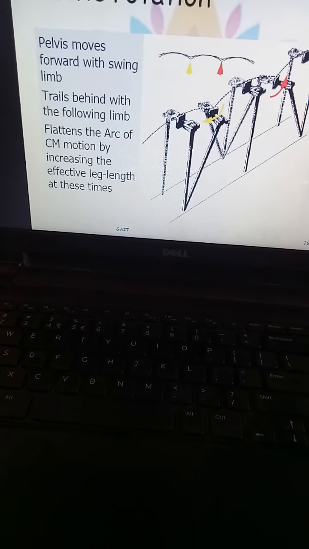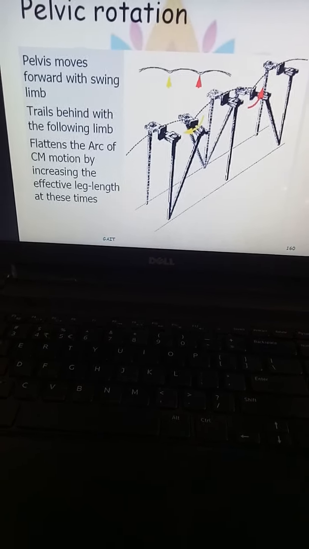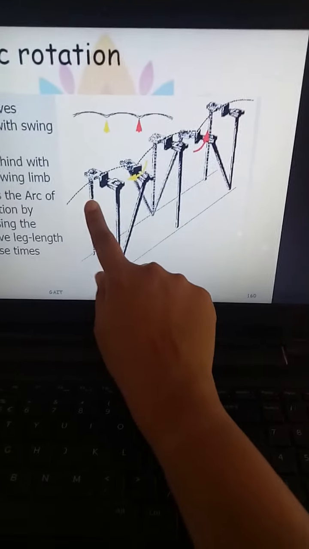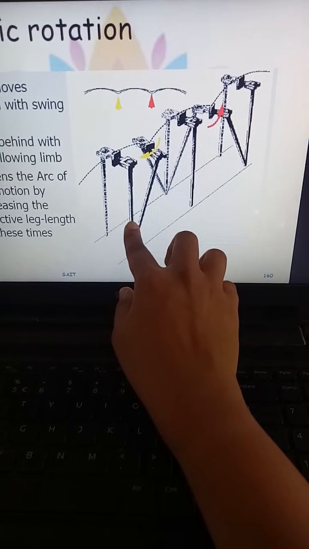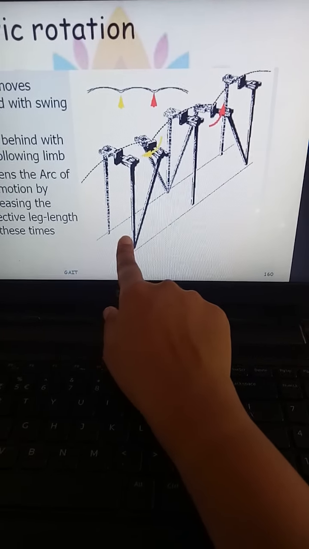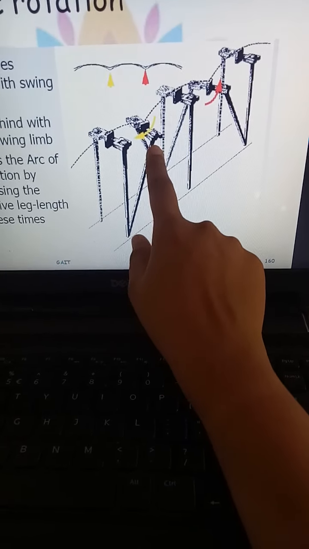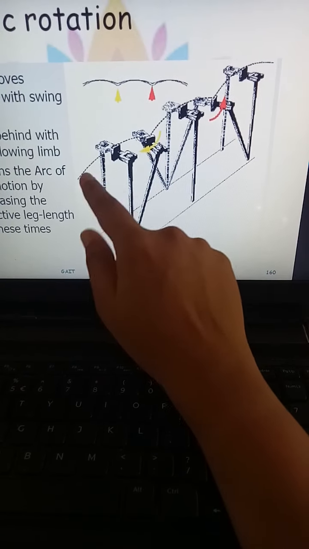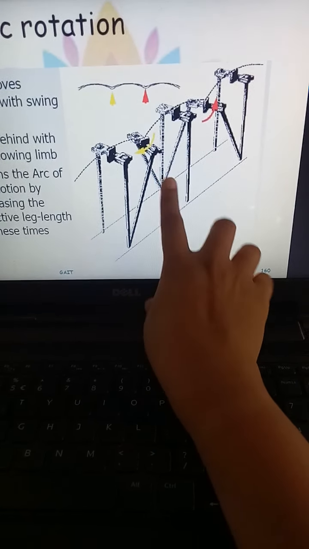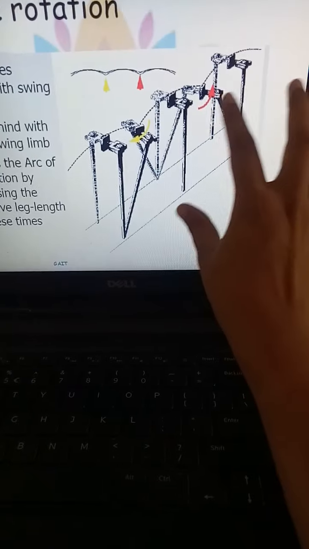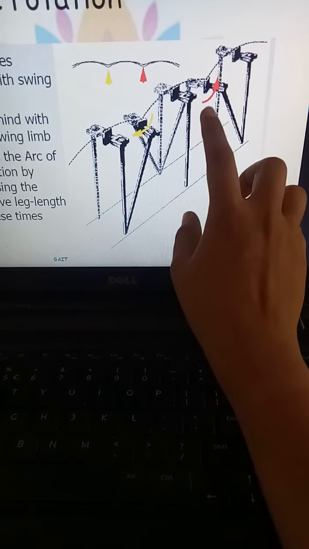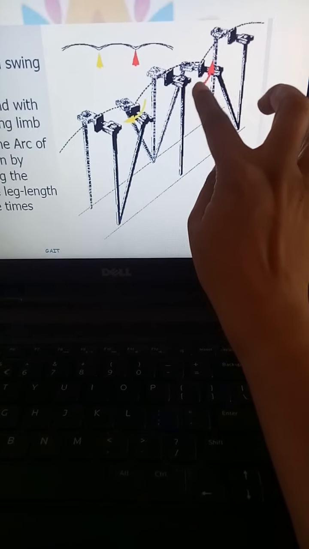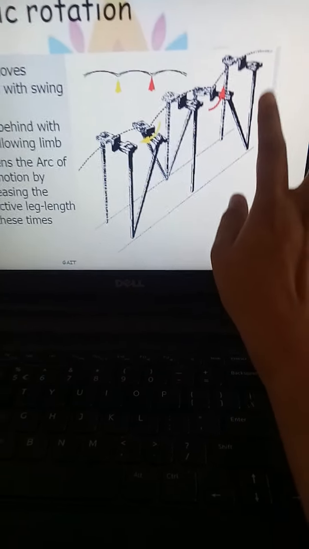So what do we have to assess in pelvic rotation? As you can see, these are both legs. As the leg moves forward, the pelvis has to move forward. As the leg goes to the posterior side, the pelvis goes to the posterior side.